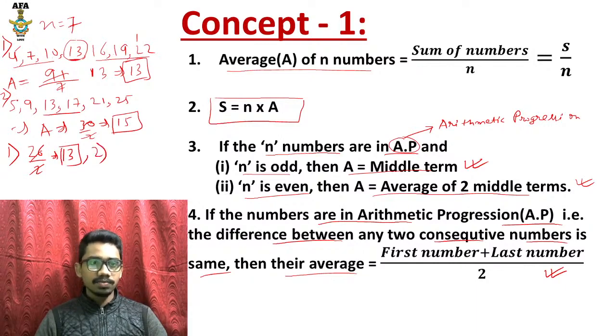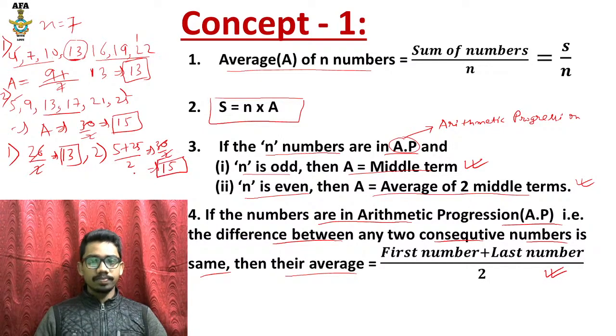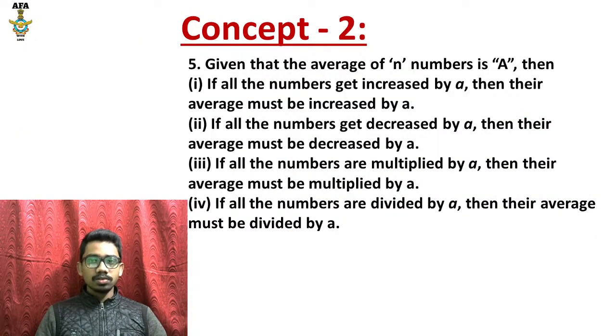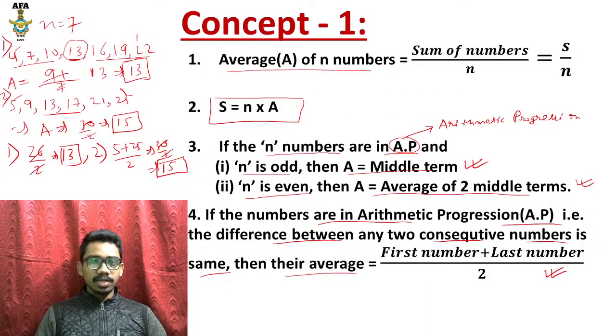For the second case, the first term is 5, last term is 25. 5 plus 25 by 2, you will get 30 by 2, that is 15. Okay, this is also correct. So there are many ways of finding the average. You can always go for the easiest method. Okay, choose the best method. So concept 1 is clear, I hope.